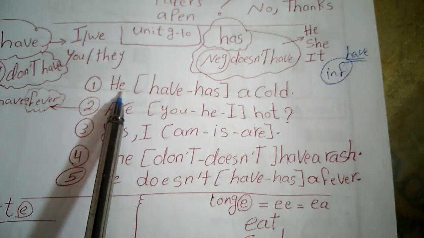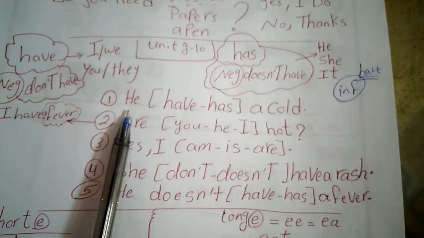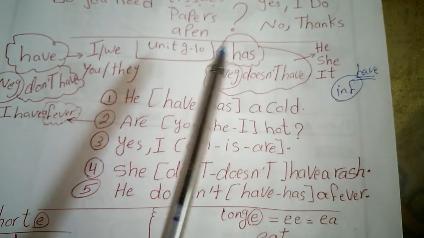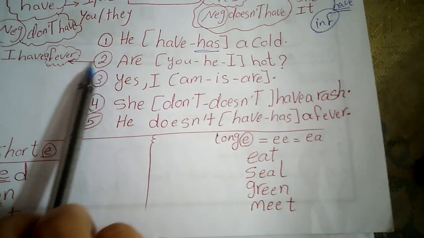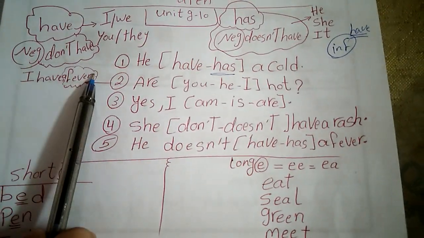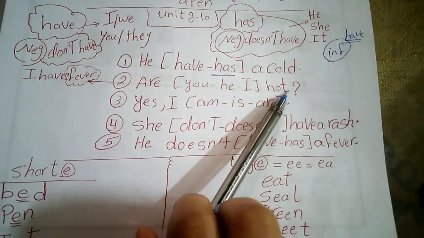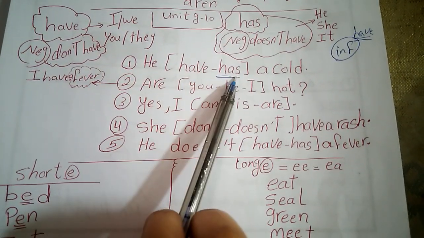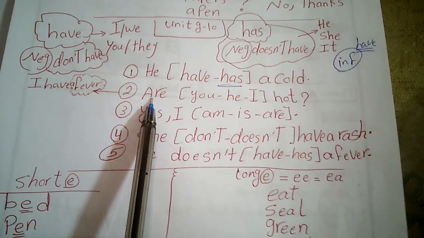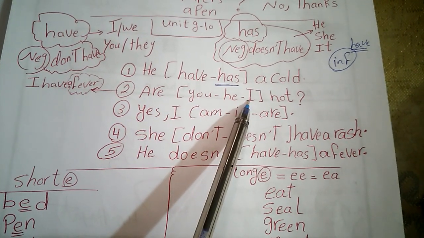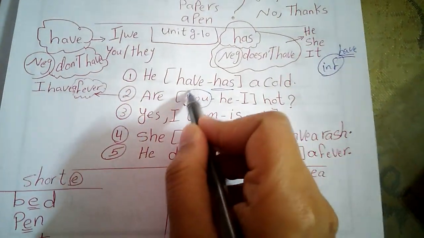Okay, so number one. He have or has a cold? He. Strong or young? Young. He, she, it has. So choose has. Okay, when I have a fever and go to the doctor, he asks me, are you or he or I hot? I'm hot, really. So, are goes with you. I am, he is, you are.